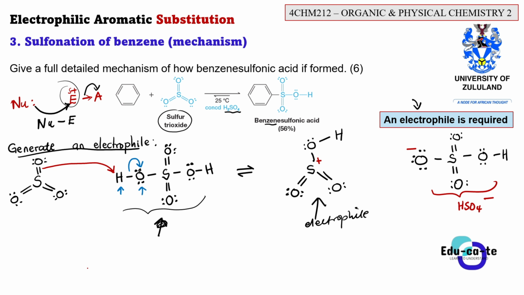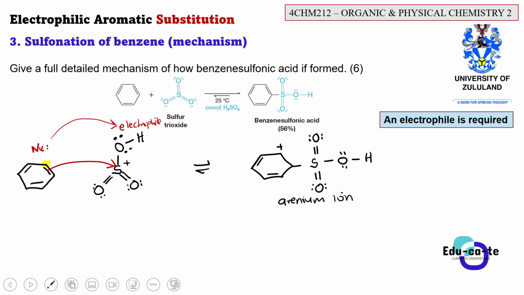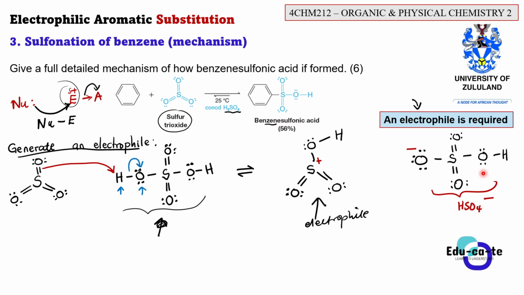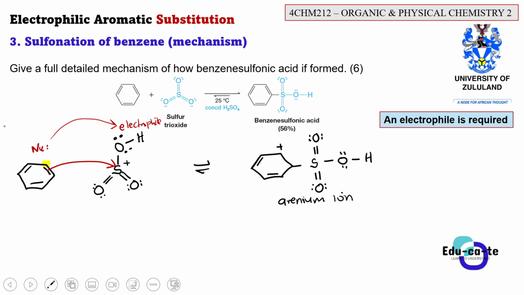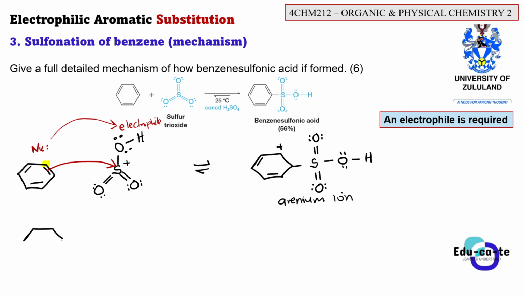Remember that we started with sulfuric acid, which is H2SO4, right? Then sulfur trioxide took a proton from it, and it changed to become HSO4 minus. So this HSO4 minus will be the one that helps this ring regain aromaticity, because it is still part of the reaction mixture. So we are just going to take this HSO4 minus and redraw my arenium ion here. Okay, so this is my arenium ion.